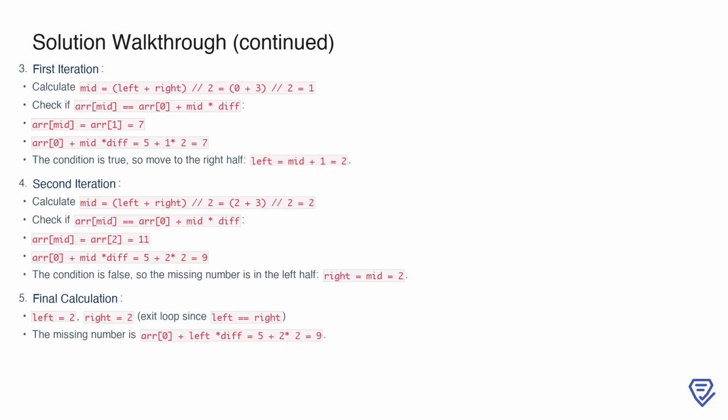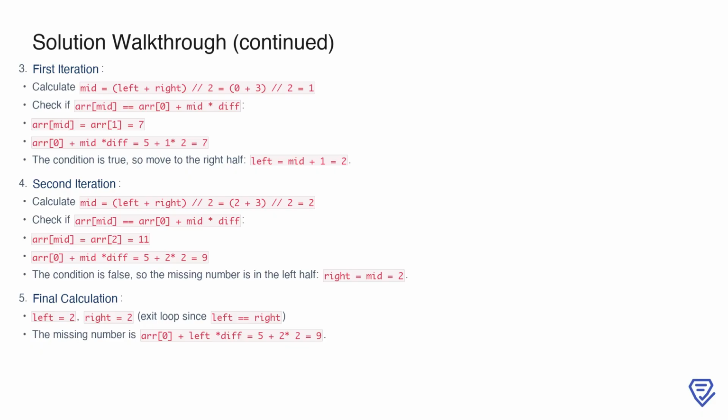In the second iteration, we compute mid again as (2 + 3) // 2 equals 2. Here, arr[mid] is 11, but the expected value is 5 + 2 * 2 equals 9. The condition is false, indicating the missing number is in the left half, so we set right to mid, which is 2. At this point, left and right both equal 2, so we exit the loop.